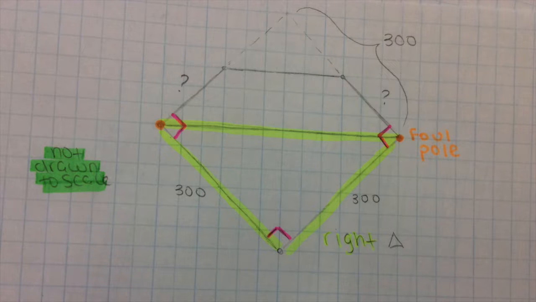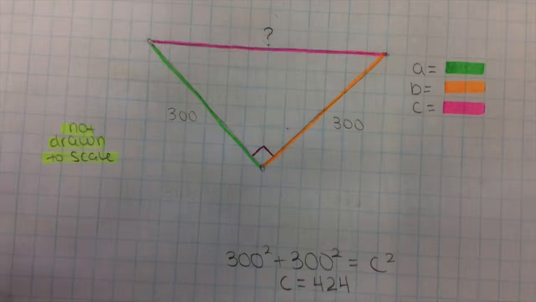In a square, every angle is a right angle, and drawing a line from foul pole to foul pole, we created a diagonal for the square. This creates a right triangle. To find the diagonal, we implemented the Pythagorean theorem with 300 as both the A and B term. We found C to be 424 feet.